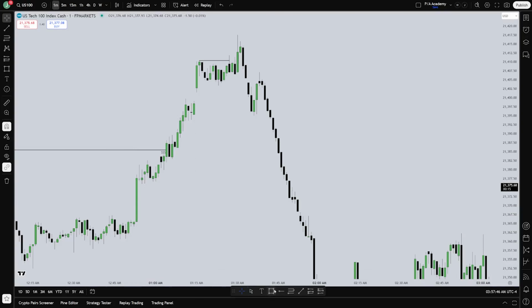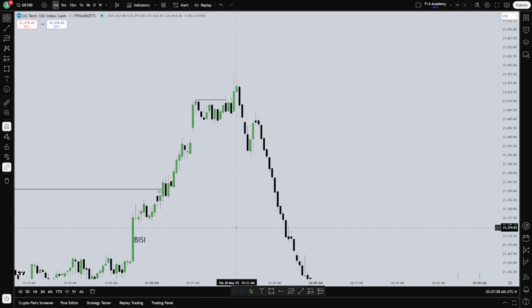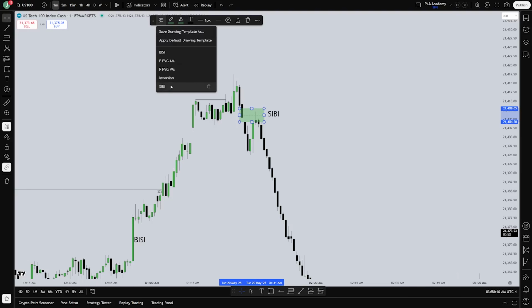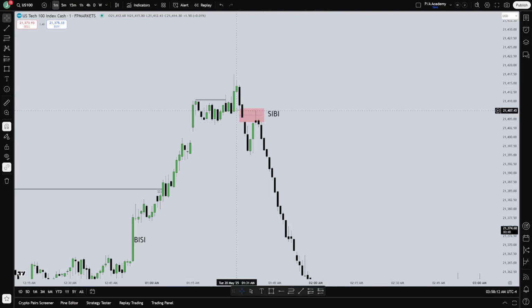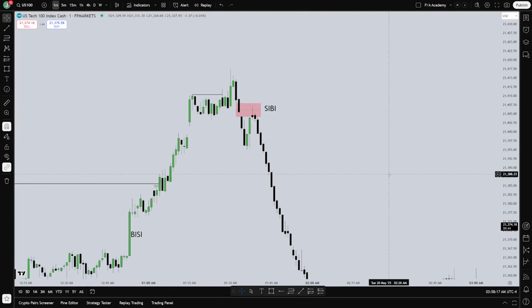This is a BISI made out of bullish candlesticks. For me, it's green candlesticks. And if you want a SIBI, this one is made out of black candlesticks, which is a bearish example of a fair value gap, right? So price came back into it and just immediately dumped after it.